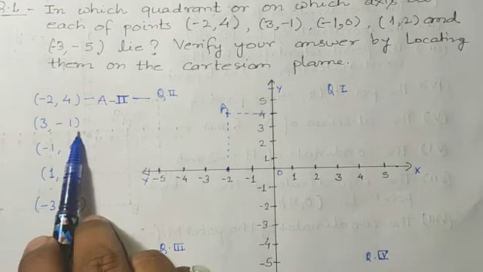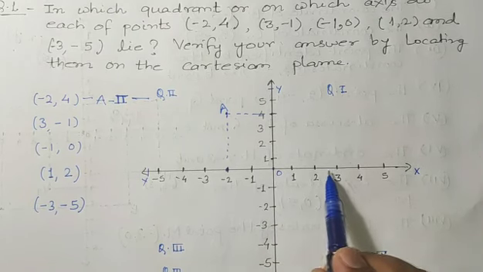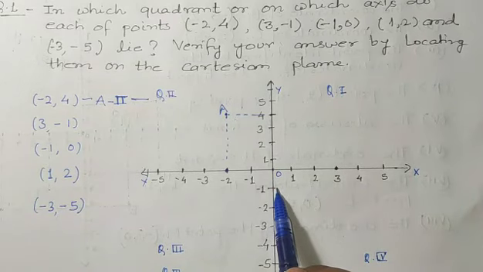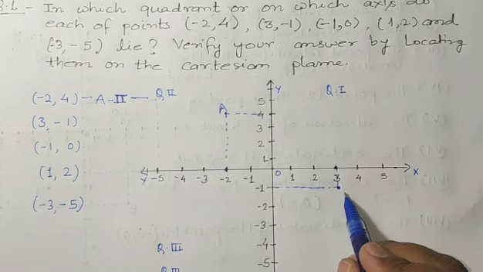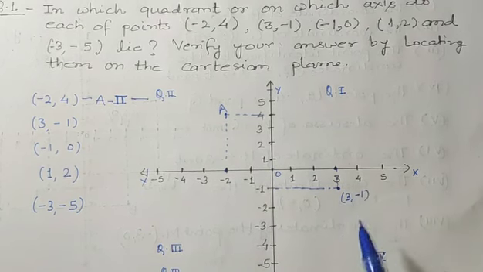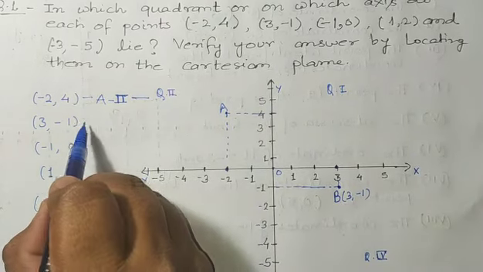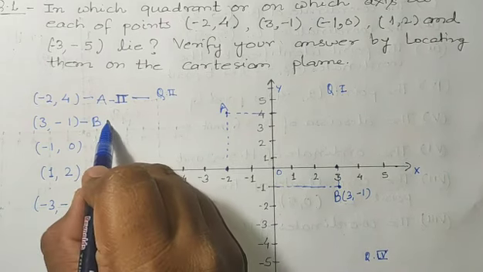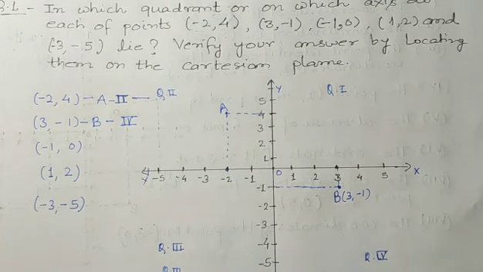Second point is (3, -1), means towards x direction it has traveled 3 positive unit. Okay, so here it is, and towards y it has traveled -1. Okay, so just draw a perpendicular line like this. So here it will be a point (3, -1). Okay, students, suppose this is point B. So here we have represented it by B. Since this is 4th quadrant, so it will lie in 4th quadrant. Okay, students.